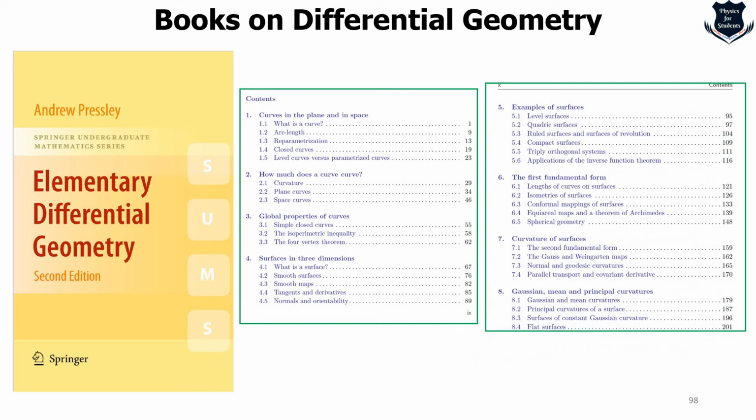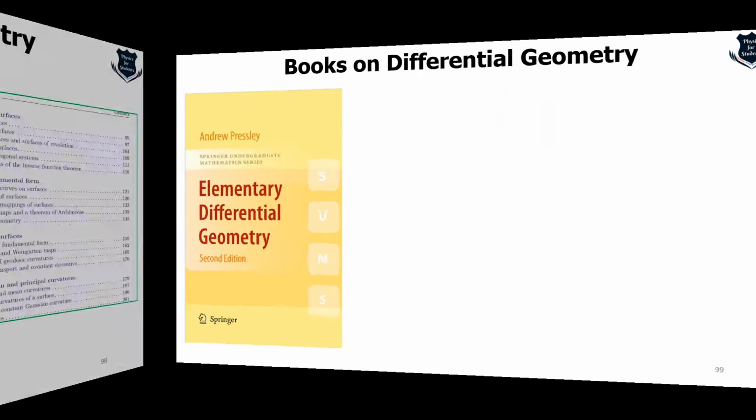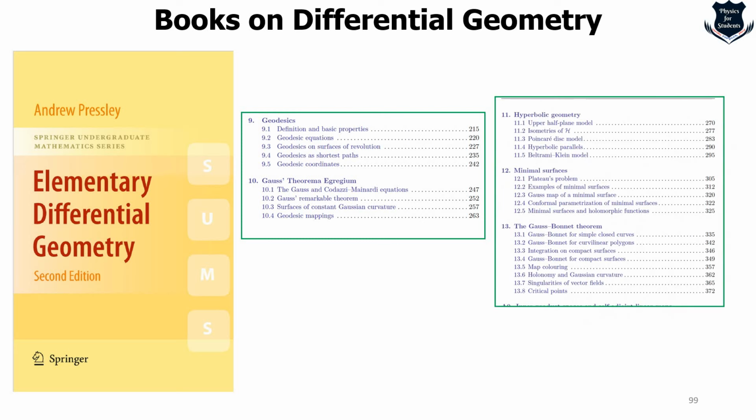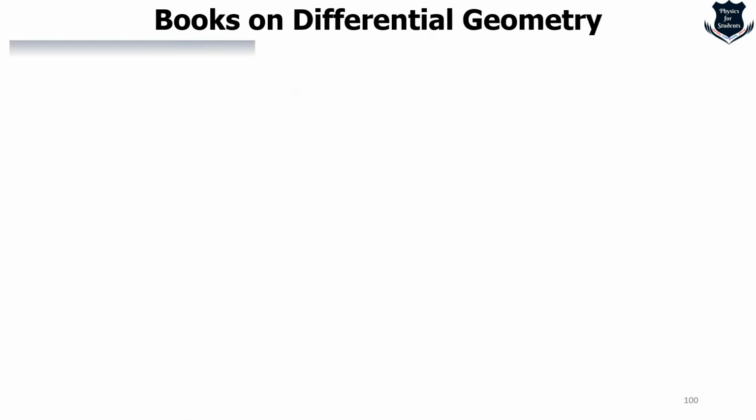The book covers differential geometry, examples on surfaces, the first fundamental form, and so on. It further covers areas, geodesics, hyperbolic geometry, and minimal surfaces. I can tell you this is quite easy. Anybody can just pick it up, relax on your sofa or couch, and go through this book.